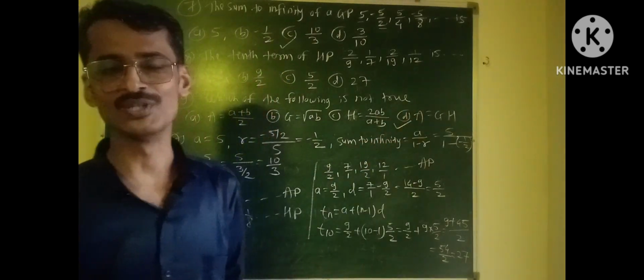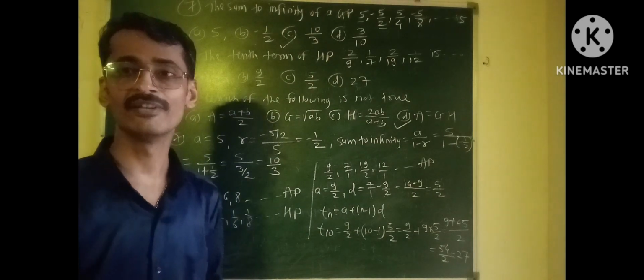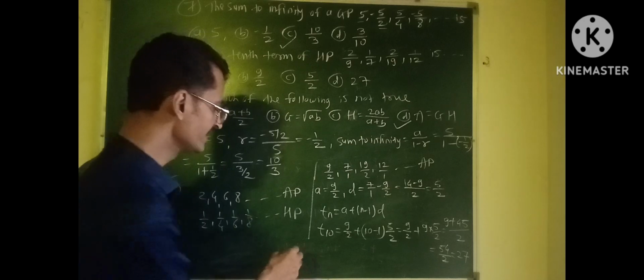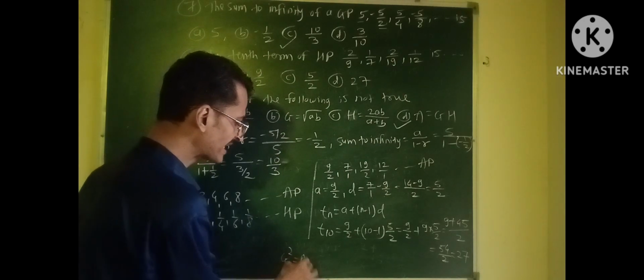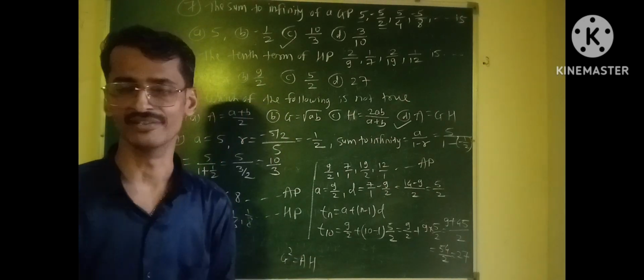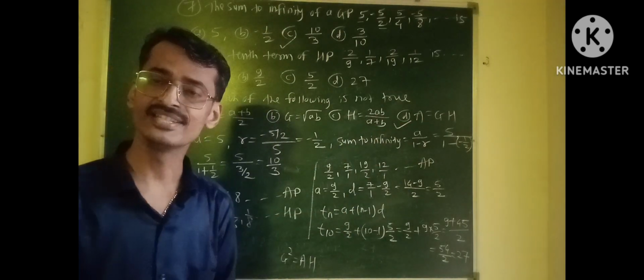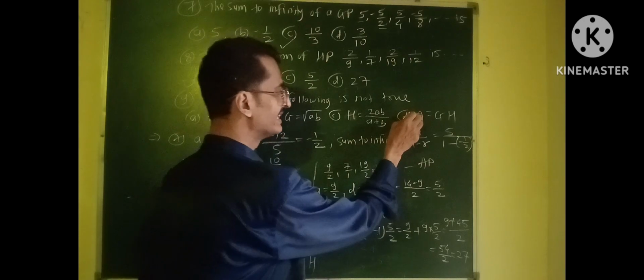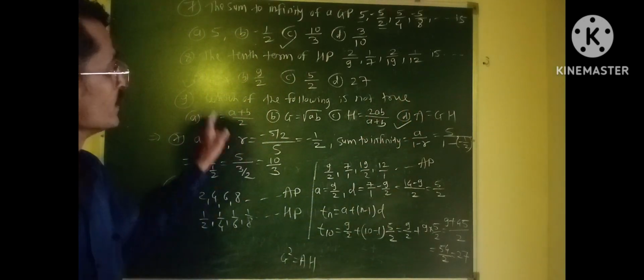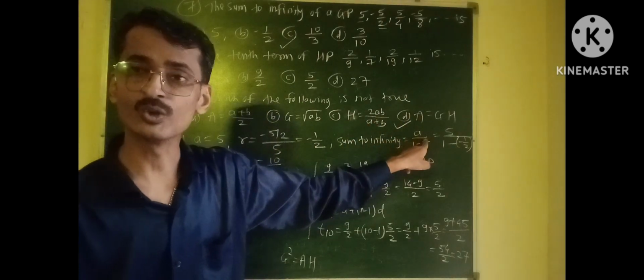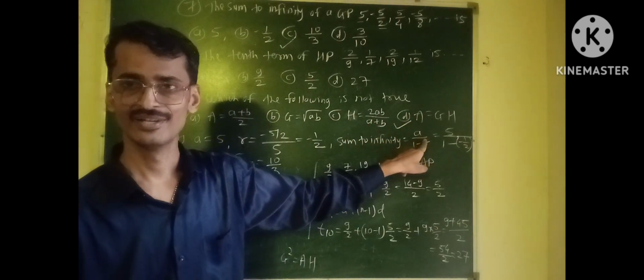So obviously the answer is D. A is not equal to GH. Okay, what is the definition? G square is equal to AH. Geometric mean square. G square is equal to arithmetic mean into harmonic mean. G square equal to AH. This is true. But here given that A is equal to GH, so our answer is D. Because the question is which one of the following is not true. So these three are true. This is not true. So this is our answer. Okay.